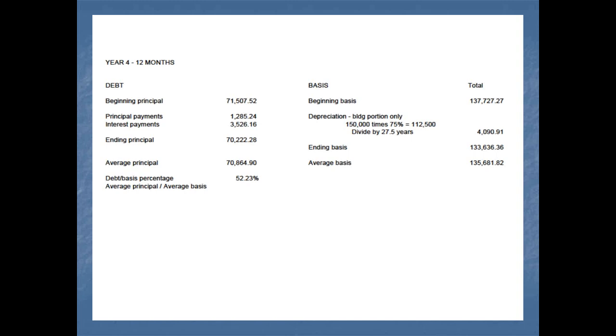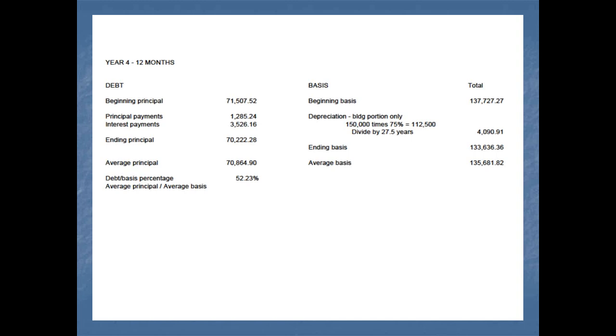So here we are at the end of 4 years. We still owe $70,000 on the loan. We haven't brought it down too much, only about $5,000. And we've brought our tax basis down on our property. And tax basis is merely the number that you use to measure how much your income or your loss is going to be for your taxes.